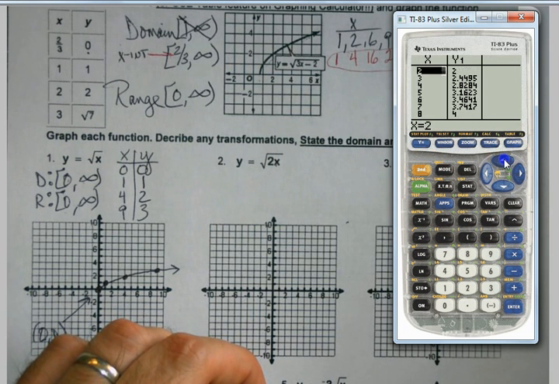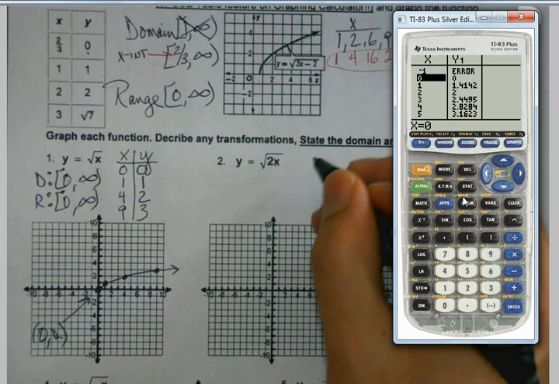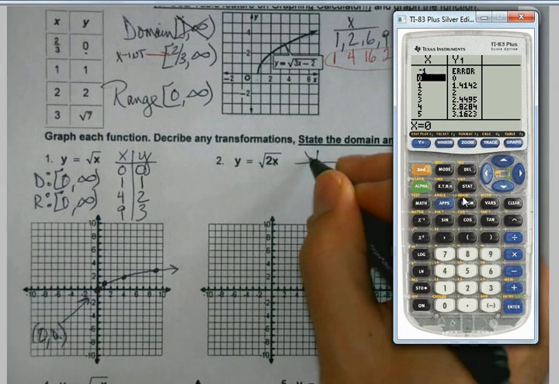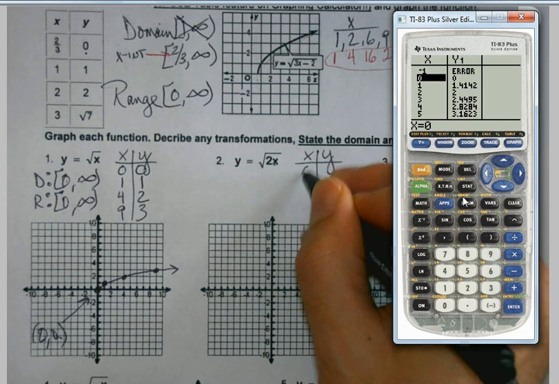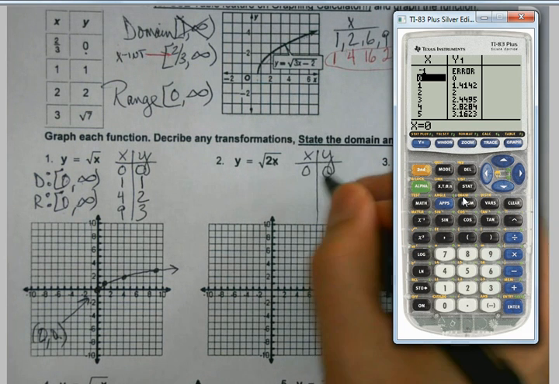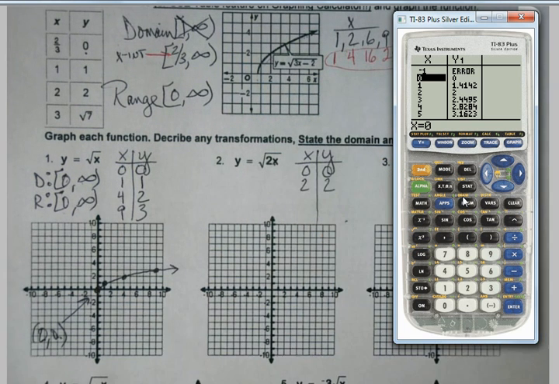So I bring my table up again. Okay, I see my error message. I don't want to go there. And I start thinking again about, okay, I want the whole number ones. So 0 gets me 0. 2 gets me 2. Let's see if I got any others that are going to fit in the graph here.